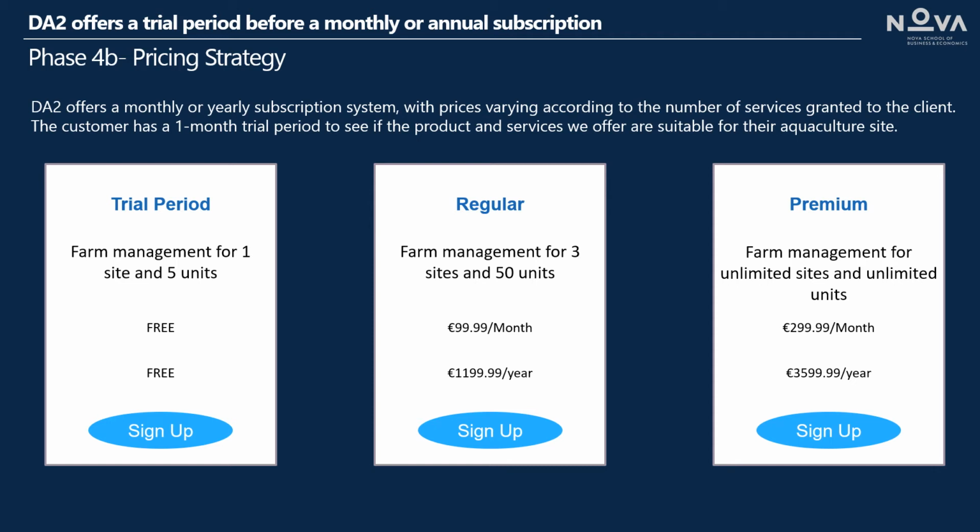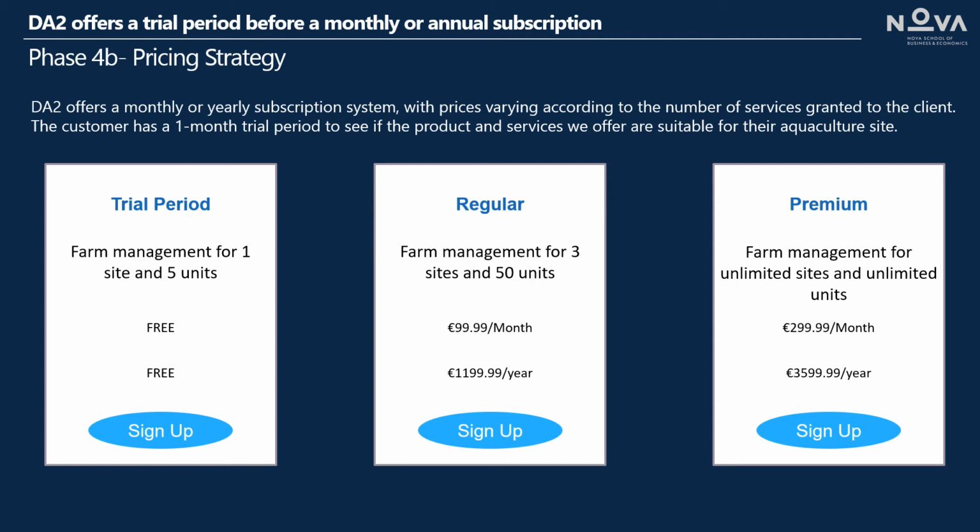Now let's pass to our pricing strategy. We will offer a monthly or yearly subscription system with prices varying according to the number of services granted to the client. The customer has a 1 month trial period, which includes farm management for one site and 5 units, to see if the product and services we offer are suitable for their aquaculture site.